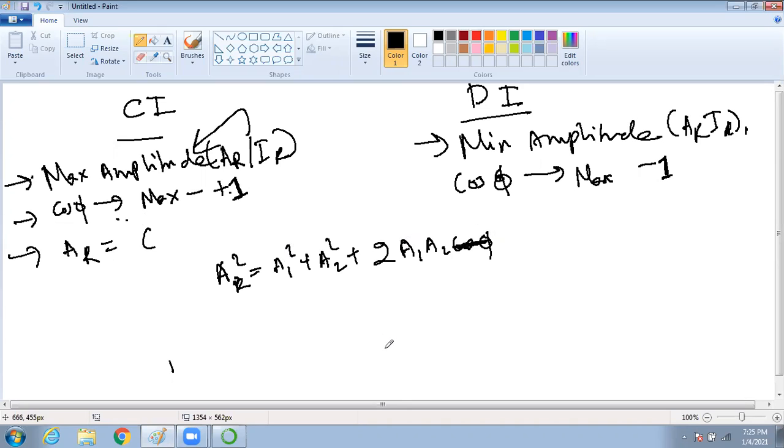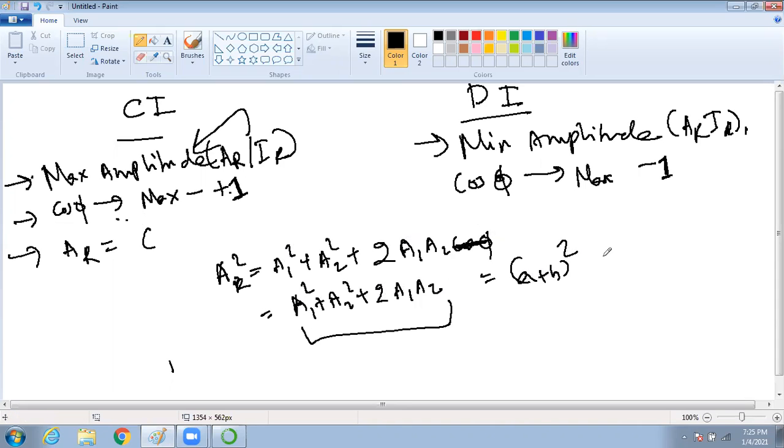Am I correct? What will happen? It will be A1 square plus A2 square plus 2 into A1 A2. Which formula is this? A plus B whole square formula. So what is A here? A is A1. What is B here? It is A2. That means in case of constructive interference, your AR square will be A1 plus A2 whole square.